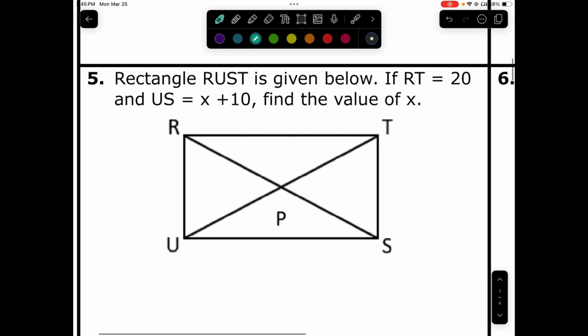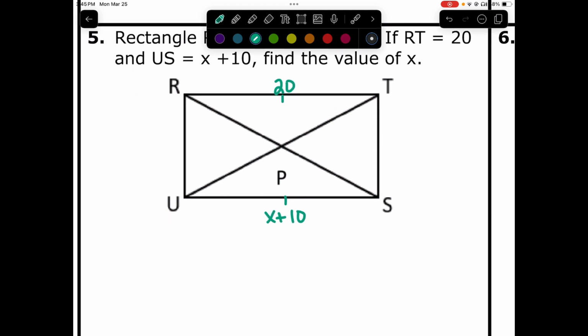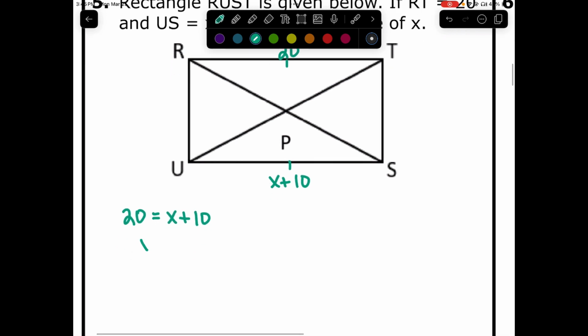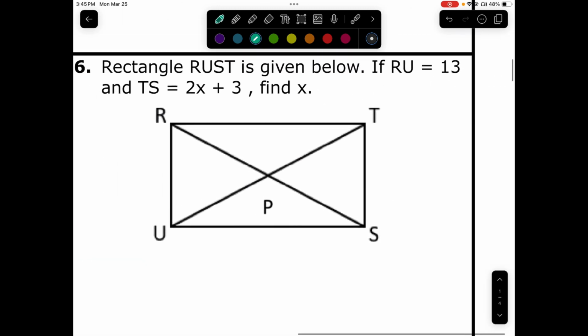Number 5. Rectangle RUST is given below. If RT is 20 and US is x plus 10, find the value of x. Those two sides are congruent. Since they're congruent, this is just part equals part. Solve for x, and you should get 10. Go ahead and try number 6.